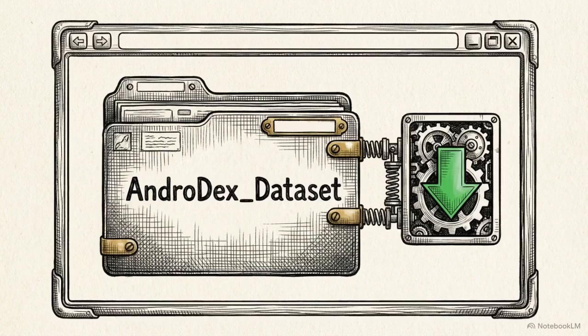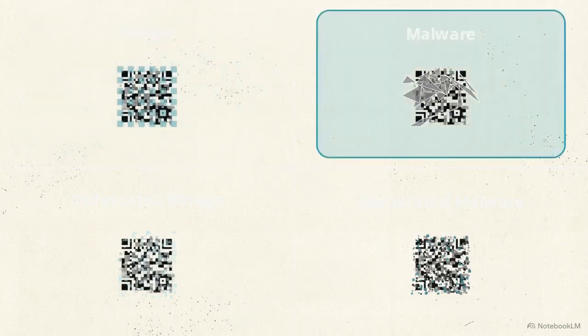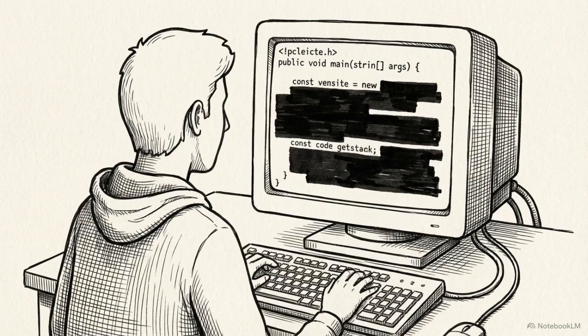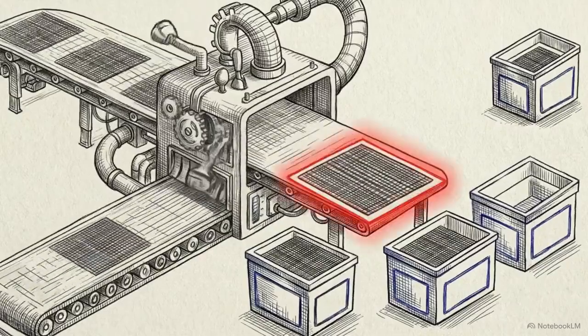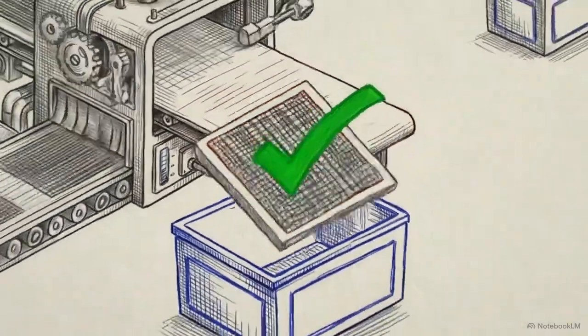If you want to train a model right now without building the extraction script, researchers have released the AndroDex dataset. It provides over 21,000 pre-processed images publicly available for analysis. This grid illustrates the 4 specific classifications contained within the dataset: benign, malware, obfuscated benign, and obfuscated malware. That third category, obfuscated benign, is crucial. Legitimate app developers frequently hide their code to protect their intellectual property. Training the machine learning model to recognize this specific texture prevents it from falsely flagging clean apps as malware.